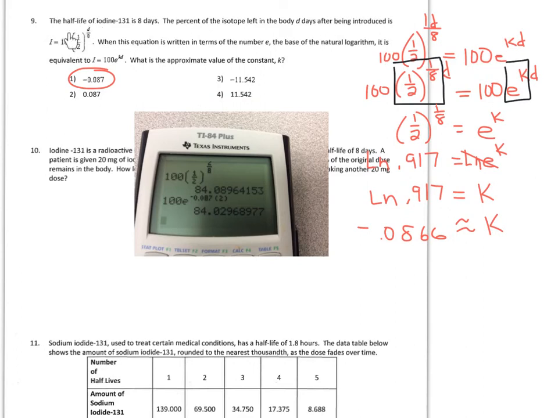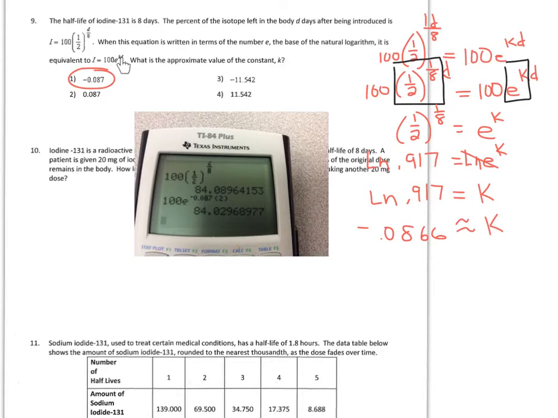I took this right here, and I just replaced the D with any number I chose. I chose 2, so I plugged in 100 times 1/2 to the 2/8, which is what I did right here. And it gave me 84.0896. Okay, then what I did was I took that same 2 and plugged it in for this D. So I plugged in 100 times E.